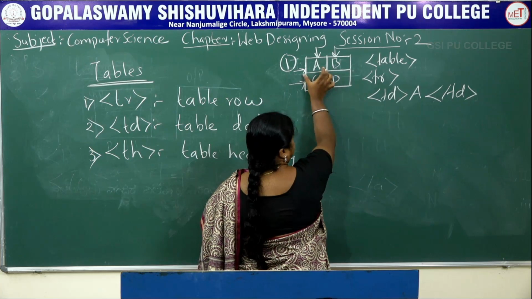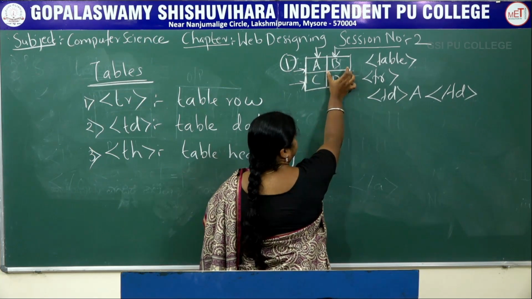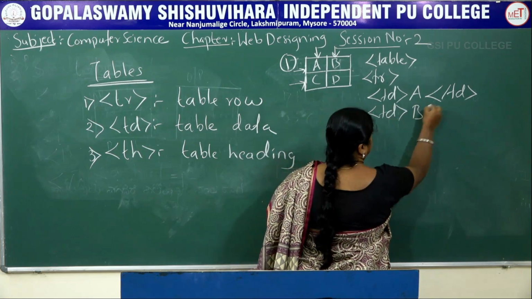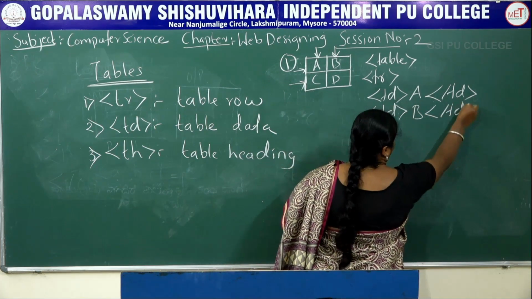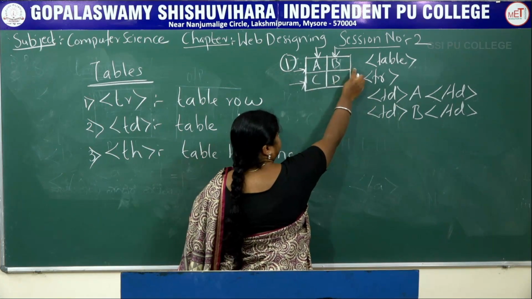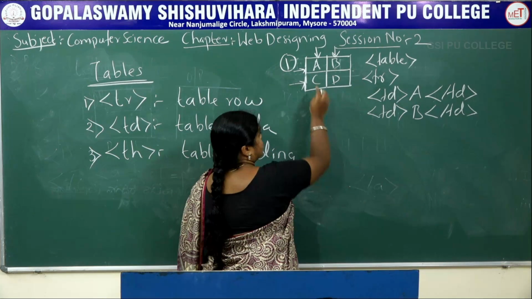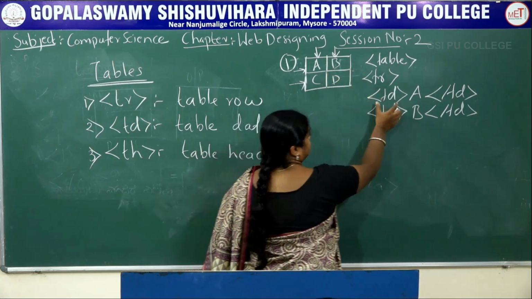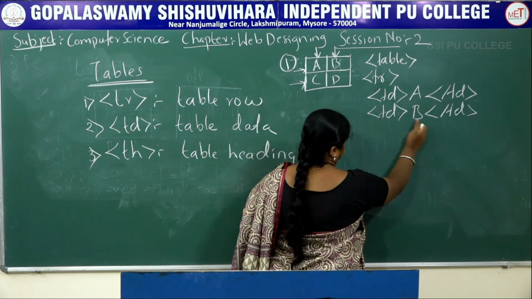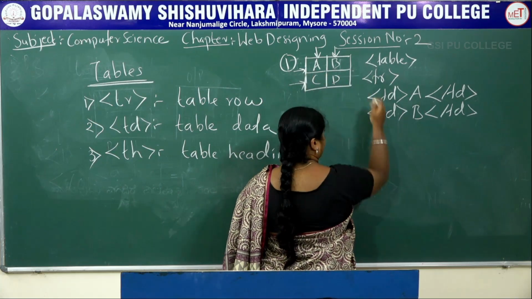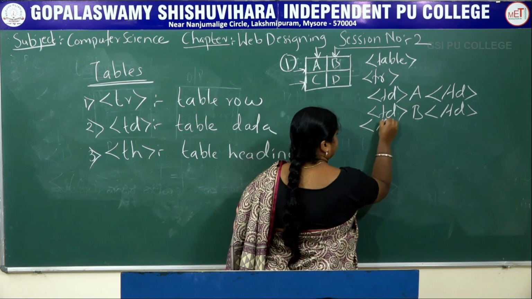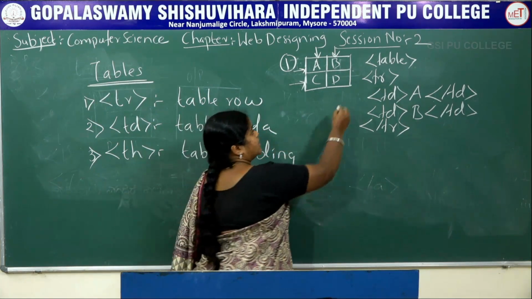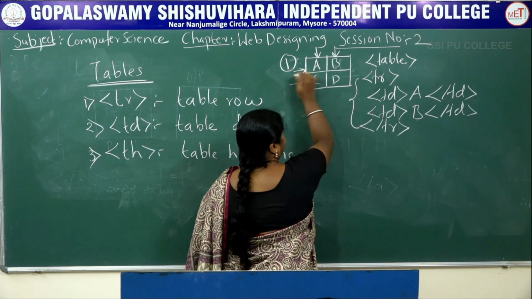Now after this column, what is the next column? That is b: td, b, then slash td. So this completes the first row. The first column is a, the second column is b. Now the row is over, so we close the row by using slash tr. So this is the code for the first row.